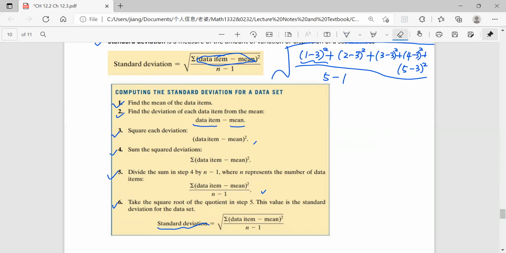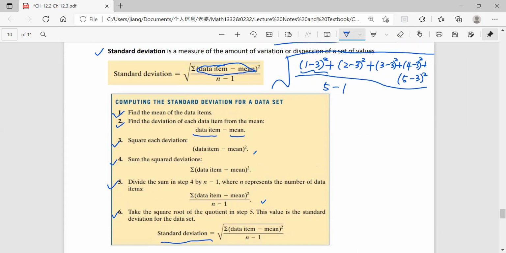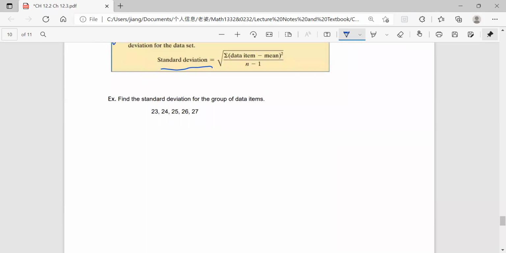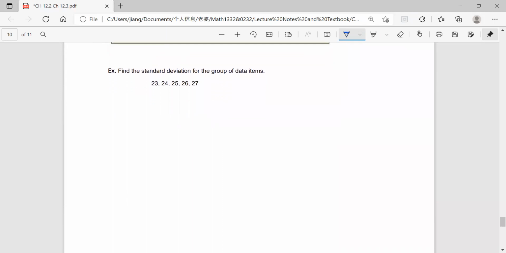Actually, if you feel you don't need the 6 steps, maybe you can skip some steps, and then you can find the standard deviation. Because maybe you don't need to list the 6 steps. Maybe you go from the first step and jump to the 4th and then jump to the 6th. It's okay because you got the right answer. So find the standard deviation for the group of data items. So the first step, let's find the mean.